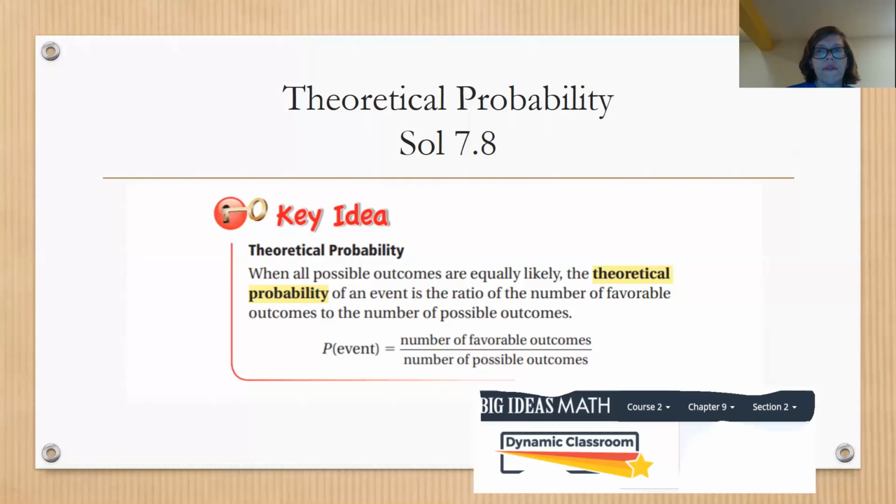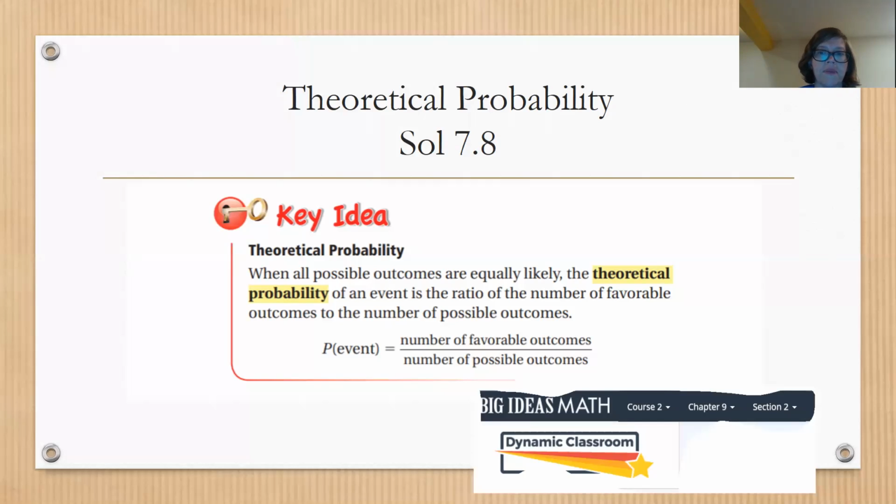We have learned about how to find probability, and then we recently worked on finding experimental probability, when you actually have an experiment where you're conducting trials. So today we're going to talk about theoretical probability. It's similar, but it's just slightly different. All right, so let's go over the key idea.